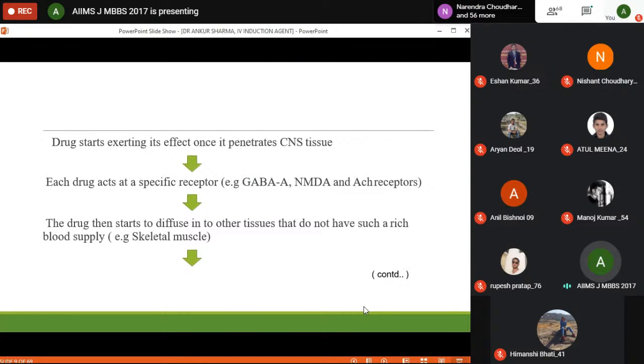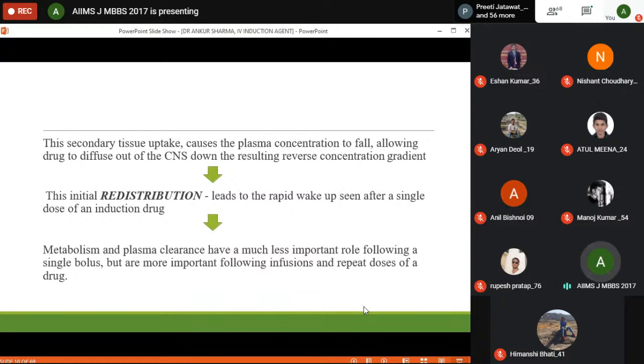Each drug acts at a specific receptor like the GABA A receptor or NMDA receptor, and the drug then starts to diffuse into other tissues that do not have such a rich blood supply, like skeletal muscle. This secondary tissue uptake causes the plasma concentration to fall, allowing the drug to diffuse out of the CNS down the resulting reverse concentration gradient. This initial redistribution leads to the rapid wake-up seen after a single dose of induction drug. Metabolism and plasma clearance have a much less important role following a single bolus, but are more important after the infusion of a drug.